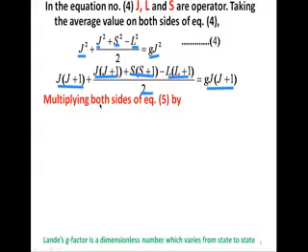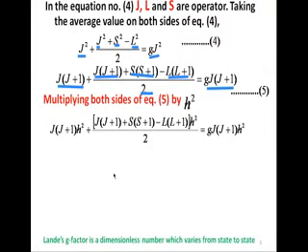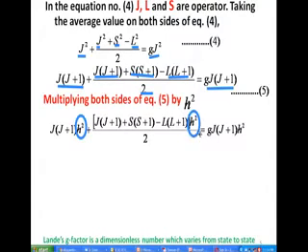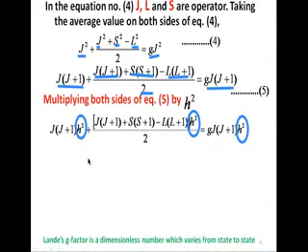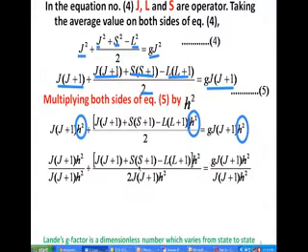Now we are going to multiply both sides of this equation, that is equation number 5, by h cross square. h cross is h over 2 pi. So let us multiply this equation by h cross square, here, here and here. Then we get the new equation, and we divide this equation by J into J plus 1. So here we divide, here we divide, here we divide.